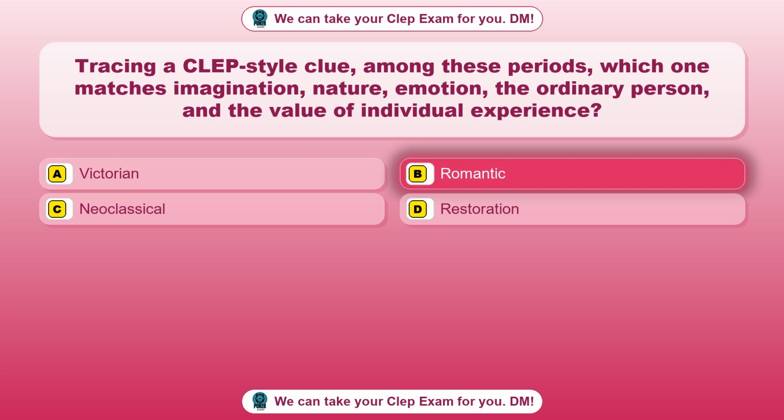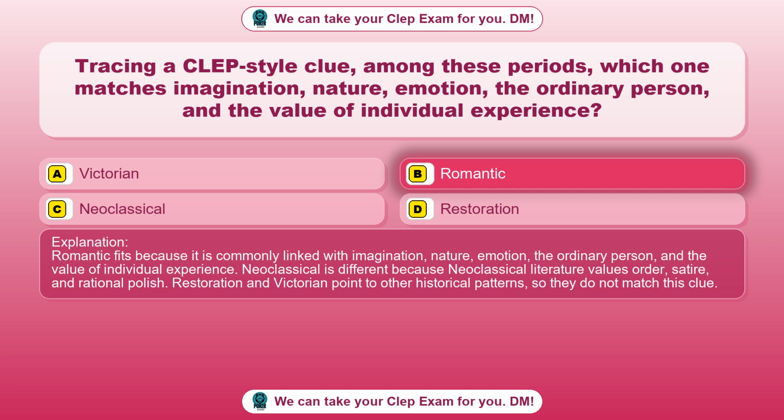Romantic. Romantic fits because it is commonly linked with imagination, nature, emotion, the ordinary person, and the value of individual experience. Neoclassical is different because neoclassical literature values order, satire, and rational polish. Restoration and Victorian point to other historical patterns, so they do not match this clue.